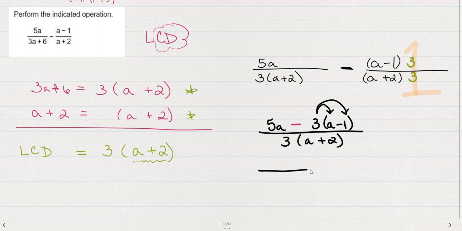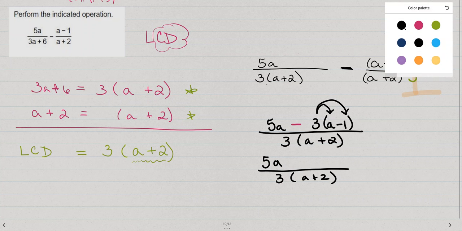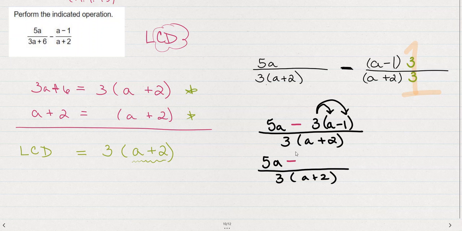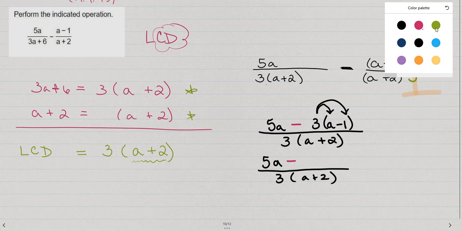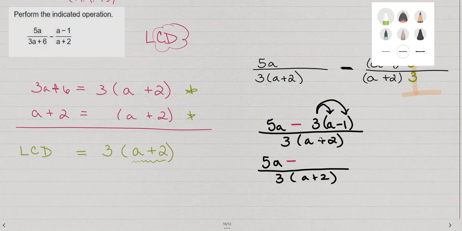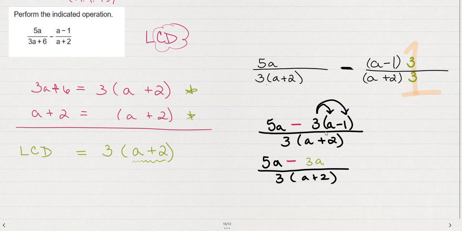Here's what it would look like. So this is all going to be over 3 times the quantity of a plus 2 still. And we still have our 5a. But watch what's going to happen. I'm going to show you what you want to be careful of. 3a, and then 3 times negative 1 would be negative 3. But do you see what's wrong with that? Because this minus has to distribute to the a and the negative 1.